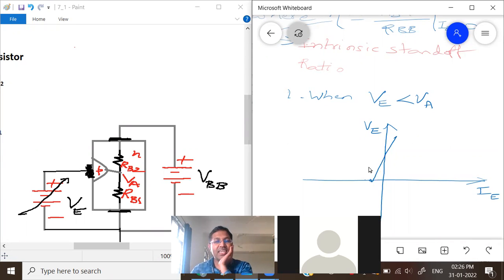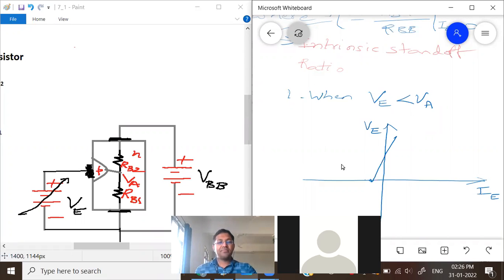So far VE is less than VA. But when VE becomes equal to VA, then what happens? Both the ends of the diode are at the same potential, and still the device is off. The device turns on when VE is greater than VA plus VD. What is VA plus VD? VA is this voltage, and VD is the cut-in voltage of the diode. So keep that in mind.